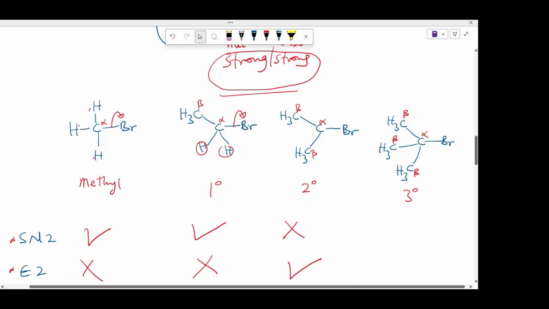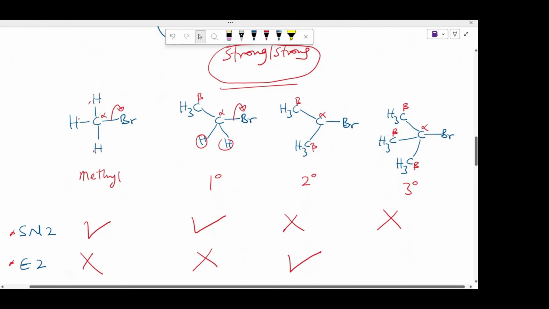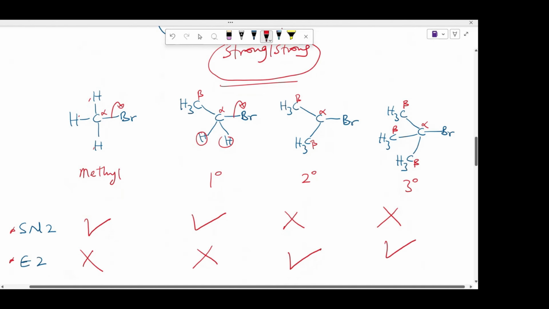Now for tertiary alkyl halides, these are bigger groups. So there is no space for a nucleophile to attack the alpha carbon. SN2 will not occur here. In terms of elimination reaction, we have 3 beta carbons and 9 beta protons. So there is higher chances of E2 occurring, and actually E2 would predominate in this case.